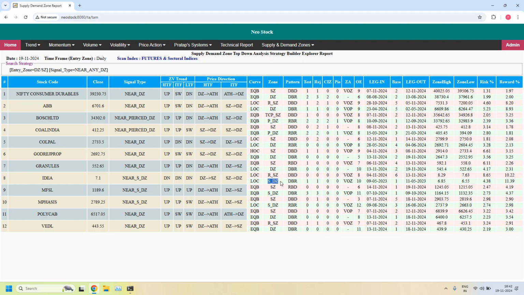The idea is having a high liquidity daily demand zone, but this is a 2023 May month zone. Probably 5-minute zones may not be available when you fine tune. Next one is MFSL. Next one is Emphasis. That's it. We have 3 high liquidity daily demand zones from this list.